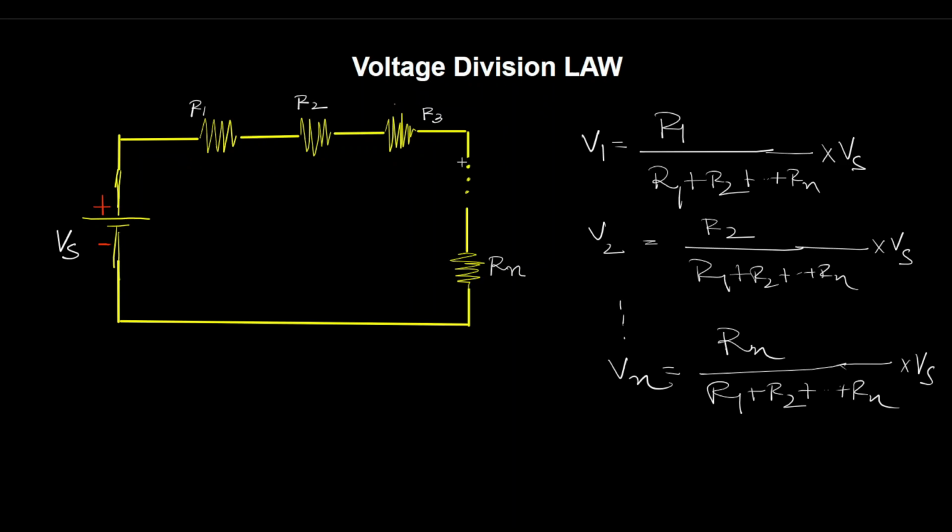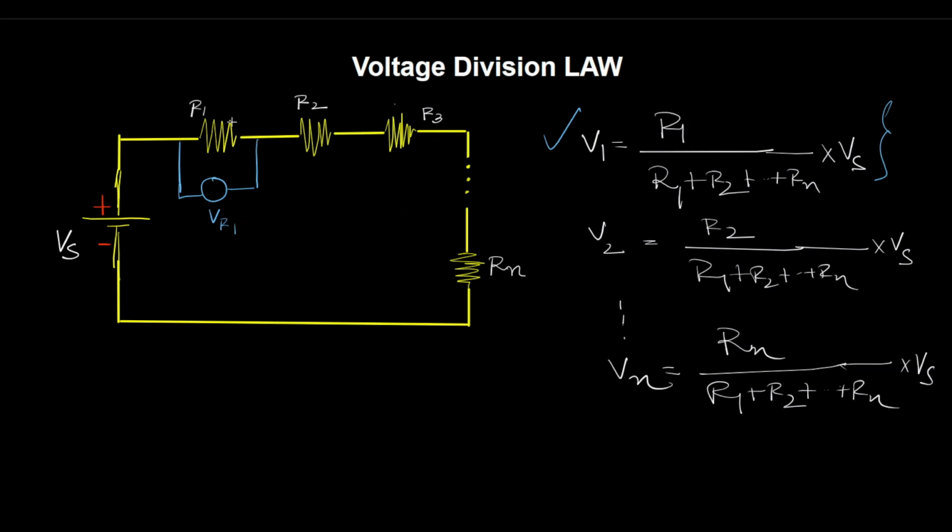So for example, here if we connect a voltmeter like this, this voltmeter will show you a voltage drop across R1. So by using this formula, V1 equals R1 divided by R1 plus R2 plus ... plus Rn, into Vs. By using this formula, you can easily find out the voltage drop across R1.